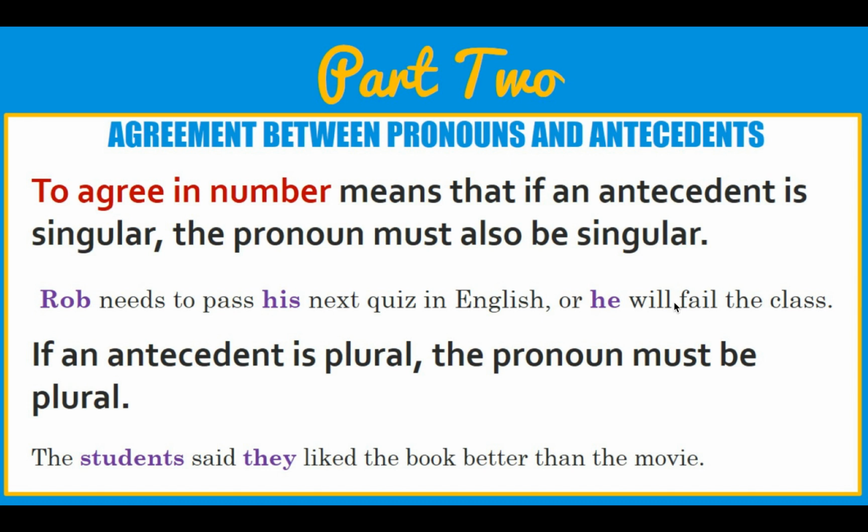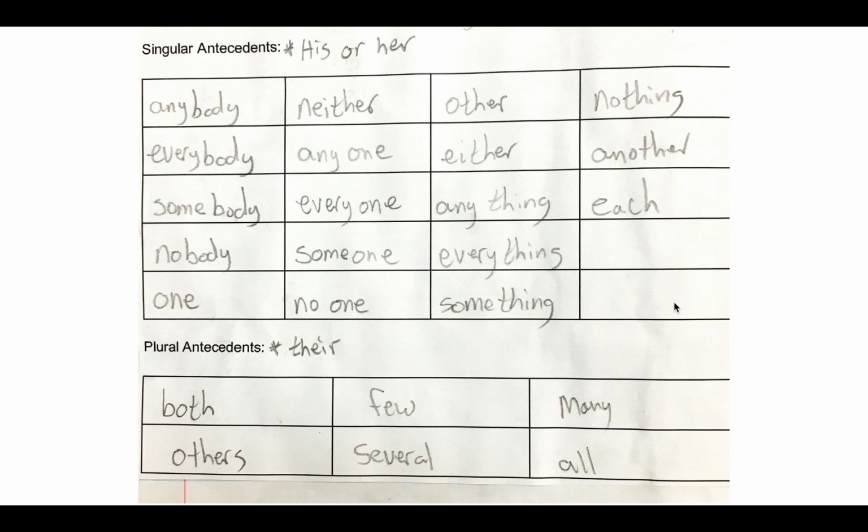Now let's talk about the tough skill. This is a skill that throws adults off, and it also throws students off, throws college kids off, and here's why. In our interactive notebook, remember that we created a table, and we said that anything in this table is a singular antecedent. Even though it looks like it could be plural, it's not, it's singular. And anytime you see one of these antecedents, you need to use his or her for pronouns.